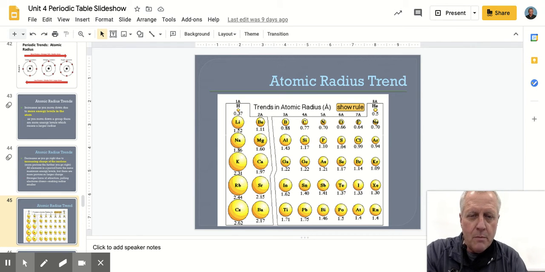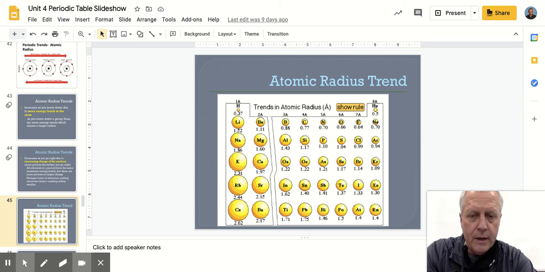But sometimes for students, this trend, notice the size decreases from left to right, and we might ask, well, why is that? On every period that we're looking at here, every row, we're seeing that trend from left to right. It's getting smaller in atomic radii. Top to bottom, it's getting larger. Anyway, that's our trends for size.